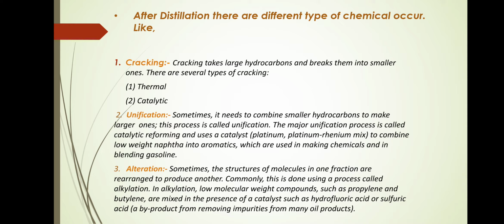The major unification process is called catalytic reforming and uses a catalyst to combine low weight naphtha into aromatics, which are used for making chemicals and for blending gasoline. Third is alteration. Sometimes the structure of molecules in one fraction is rearranged to produce another. Commonly this is done using a process called alkylation. In alkylation, low molecular weight compounds such as propylene and butylene are mixed in the presence of catalysts such as hydrofluoric acid and sulfuric acid.